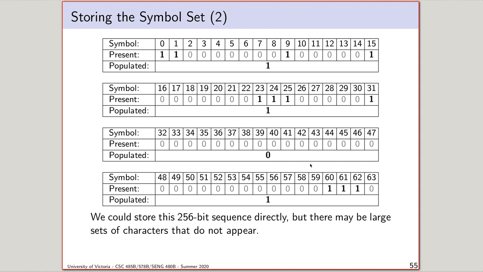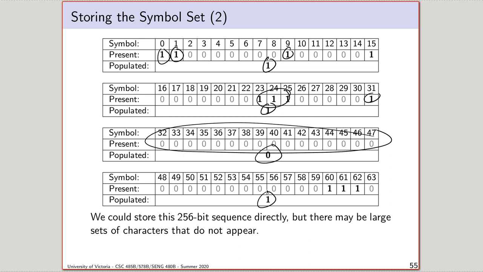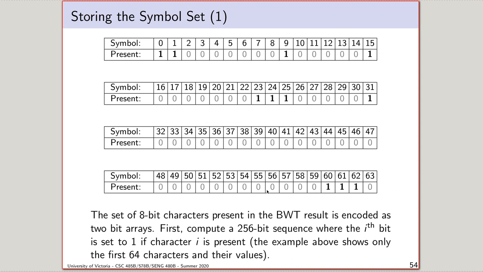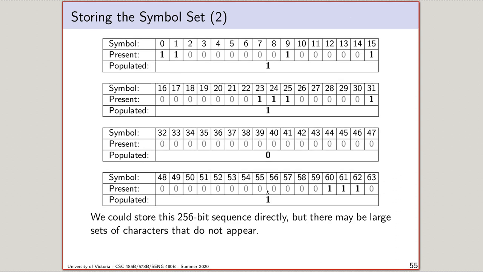What I do is for each group of 16 symbols, I make a second field, which just tells me yes or no, were there any symbols present in this group of 16? Here there were three symbols present, so this is a one. Here there were four symbols present, so this is a one. This row had zero, so it's a zero. And this row had three symbols present, so it's a one. So now I have a bit vector of 256 present values plus this bit vector of 16, where each populated value goes with 16 symbols.